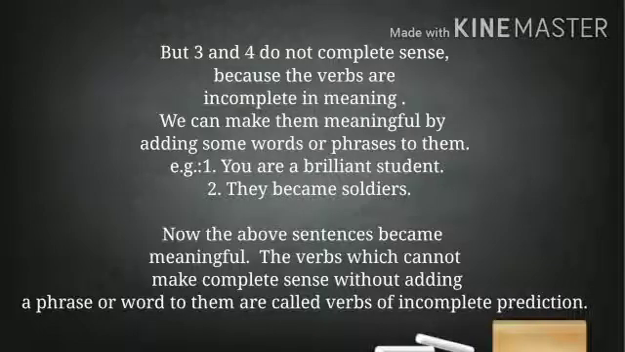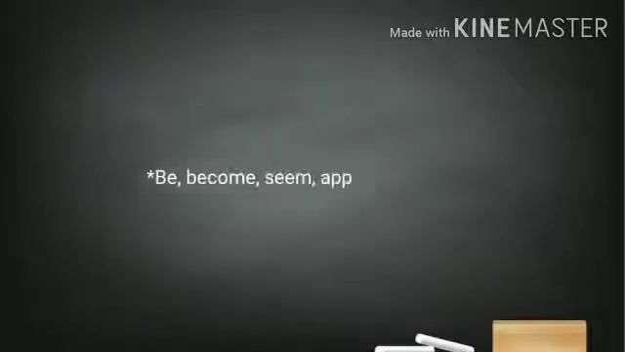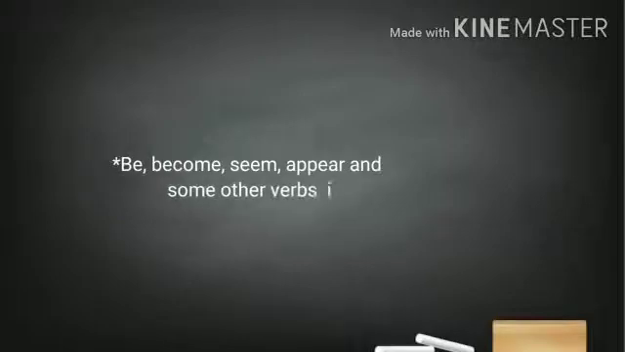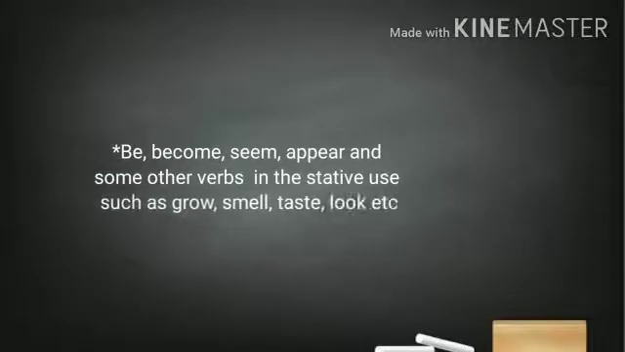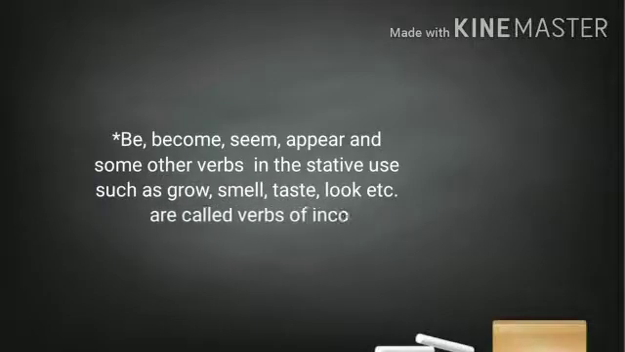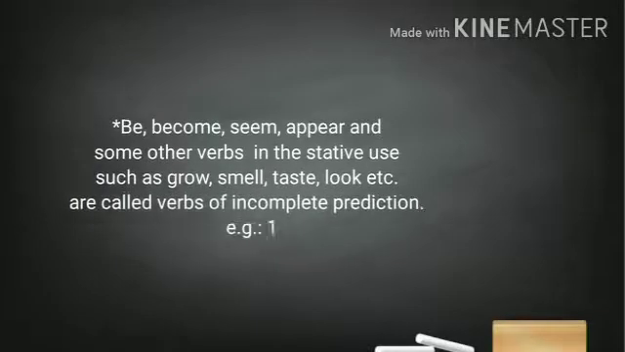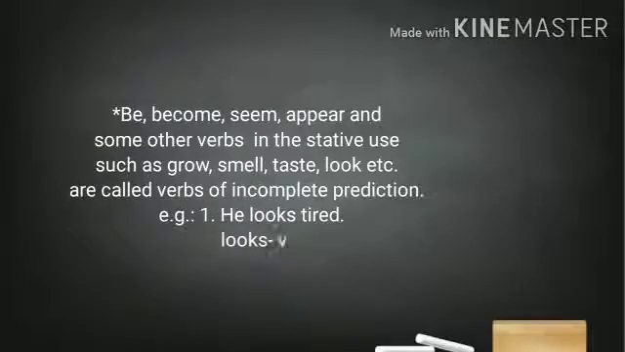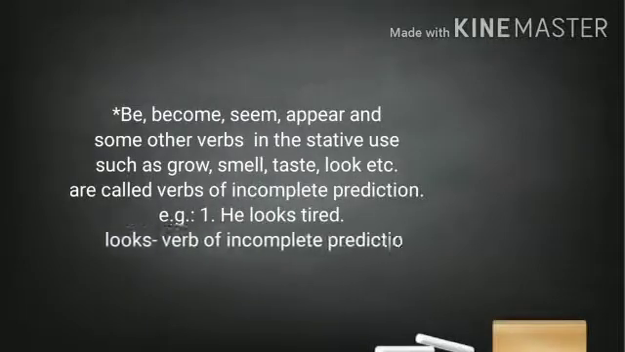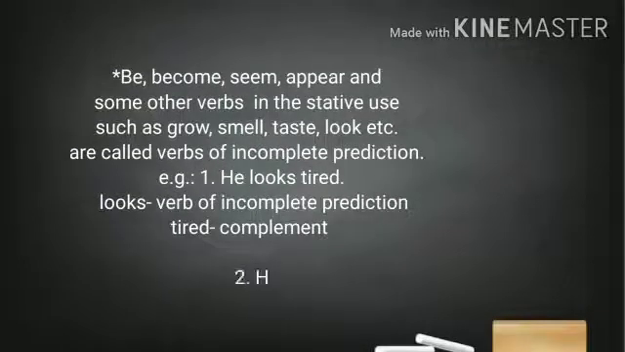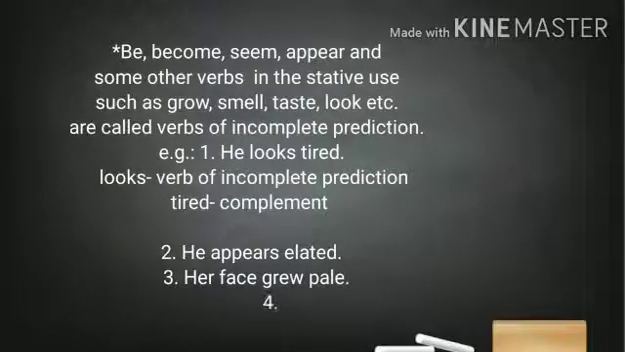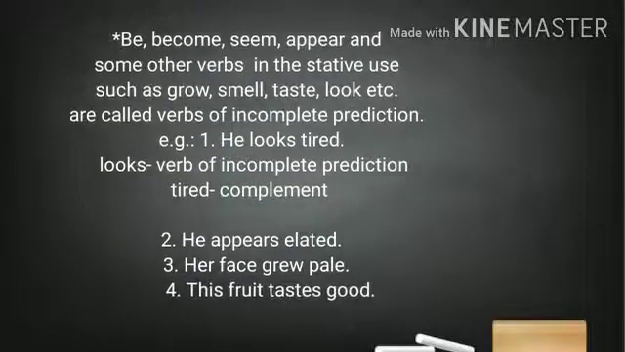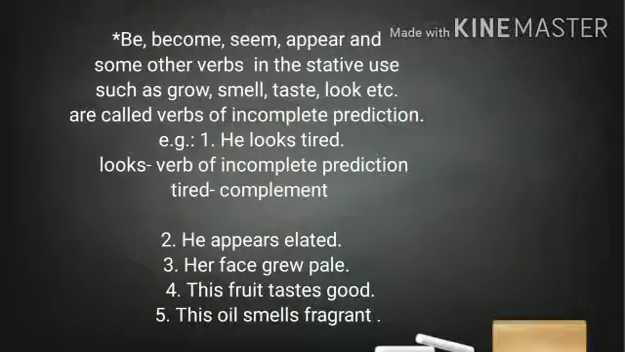Be, become, seem, appear, and some other verbs in the stative such as grow, smell, taste, look, etc. These are called verbs of incomplete prediction. For example, he looks tired. Looks, verb of incomplete prediction. Tired, complement. He appears elated. Elated means joyful.